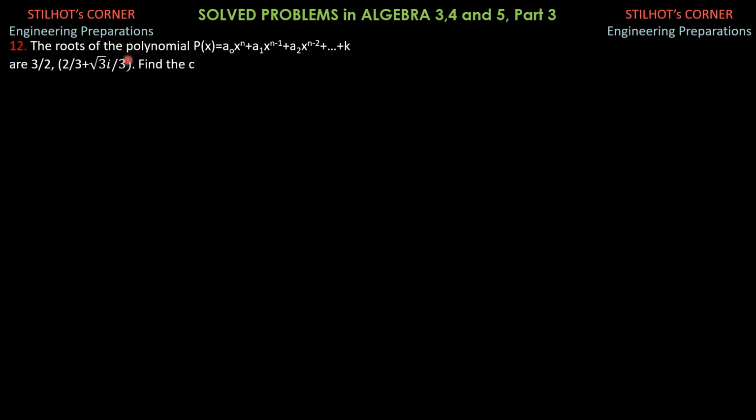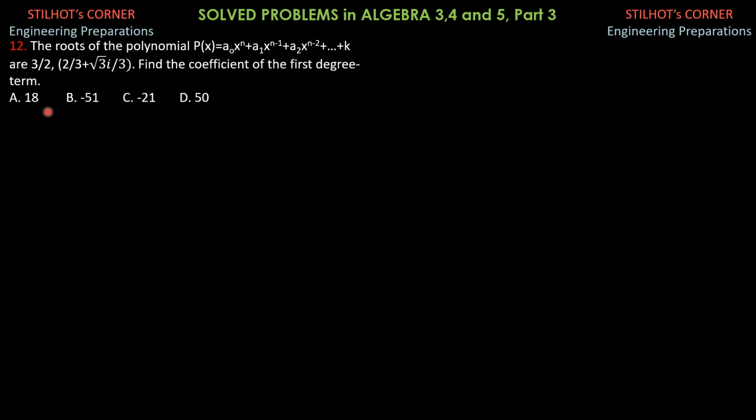The roots of the polynomial p of x, a sub 0 x to the n plus a sub 1 x to the n minus 1 plus a sub 2 x to the n minus 2 until the constant term are 3 halves, and 2/3 plus square root of 3i over 3. Find the coefficient of the first degree term.